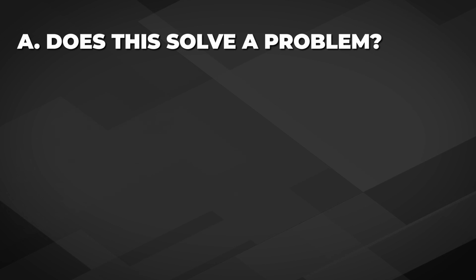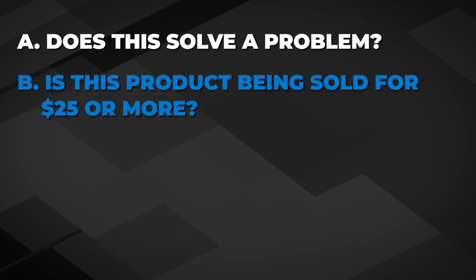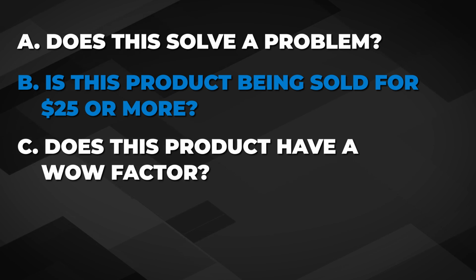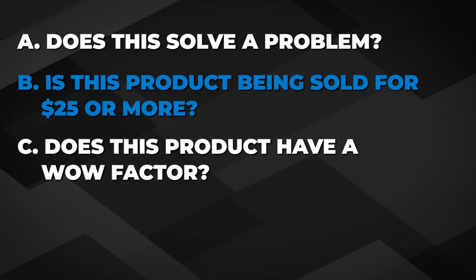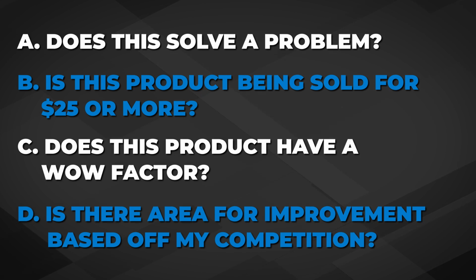When looking for a trending winning product, some key factors that you should be looking for are: A, does this solve a problem, which is going to add to the longevity of being able to sell it? B, is this product being sold for $25 or more, which is going to allow you to make some profit and get some better margins while doing so? C, does this product have a wow factor? If there is a wow factor on this product, there's going to be a nice amount of engagement based off of the comments and the shares on your advertisement, which is going to tell you that customers are genuinely interested in this product. And lastly, D, is there an area of improvement based off of my competition?